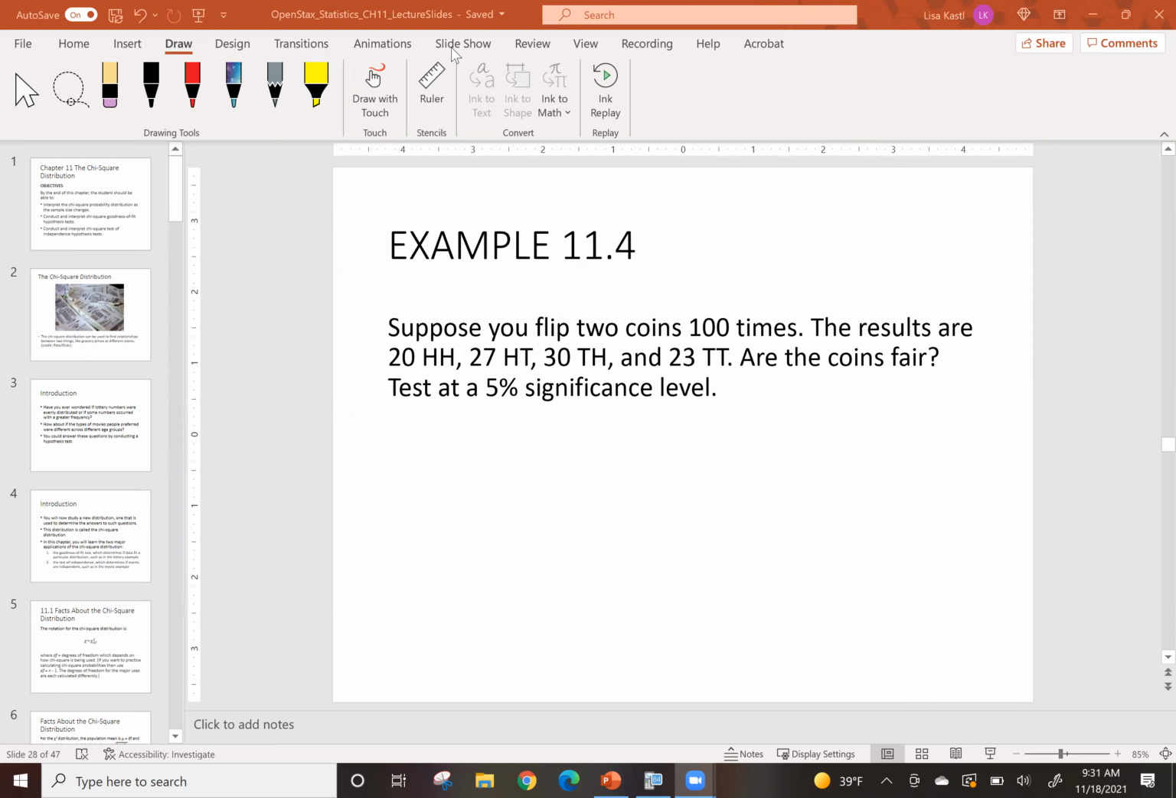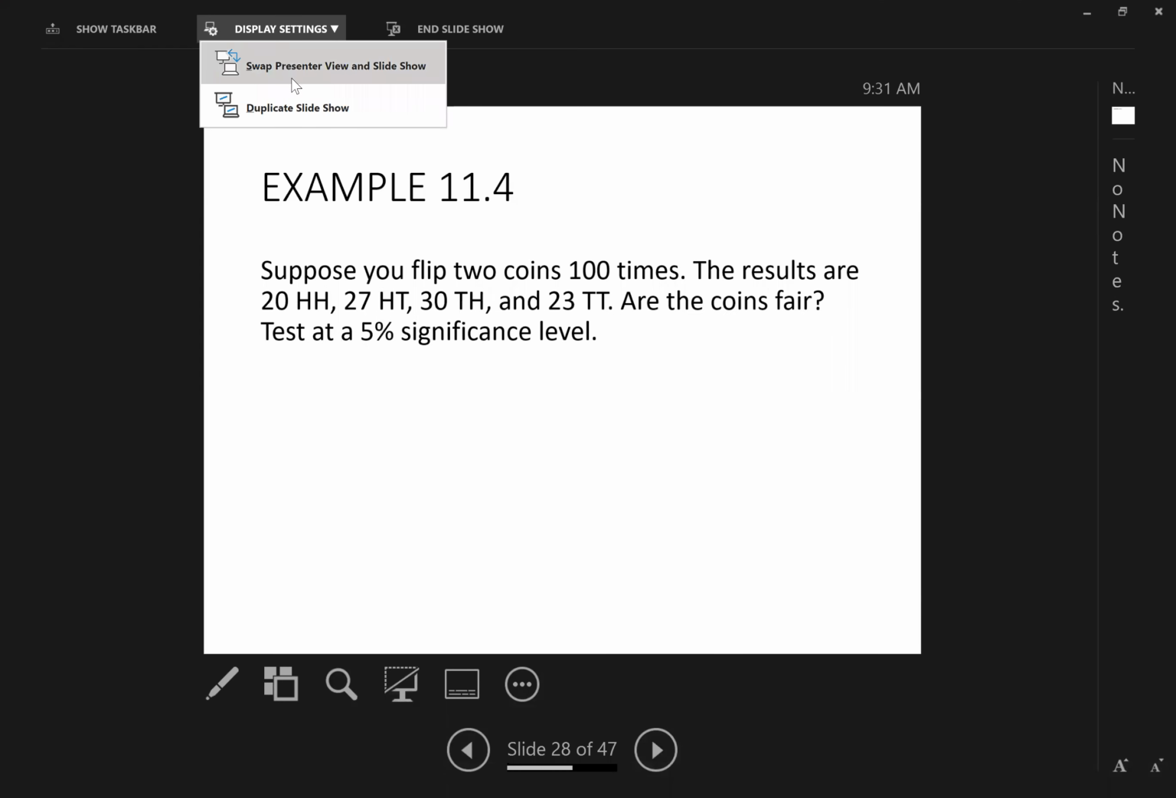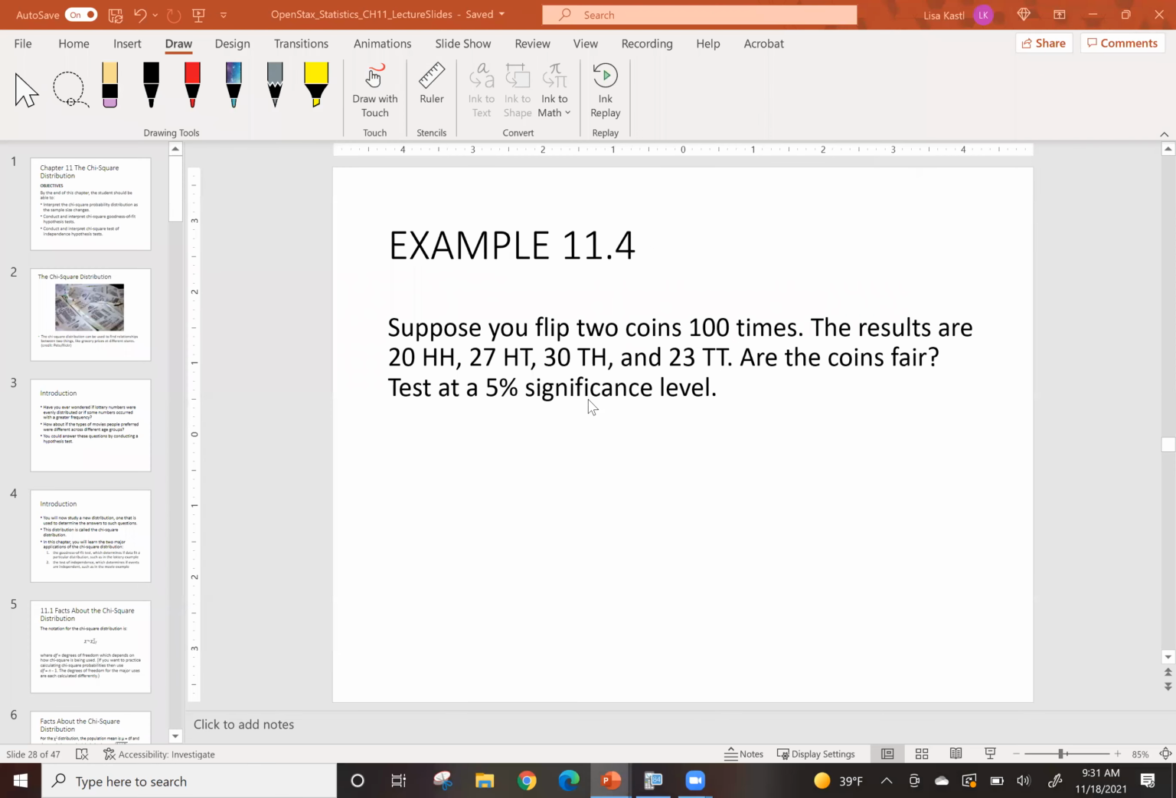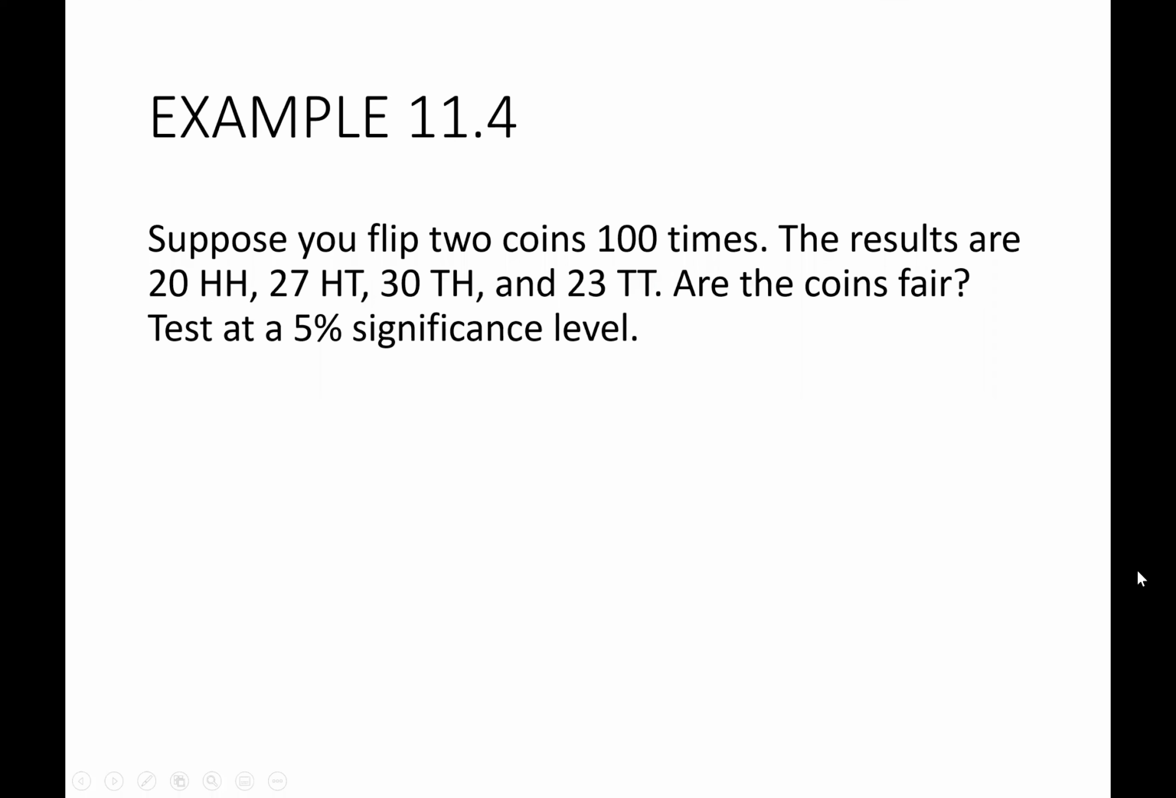All right, so on Tuesday, we had started looking at the chi-squared distribution. The chi-squared distribution is used for two different things. The first thing that we looked at on Tuesday, and which we are going to look at in this example, is the test to see if what you observe is what you would expect.